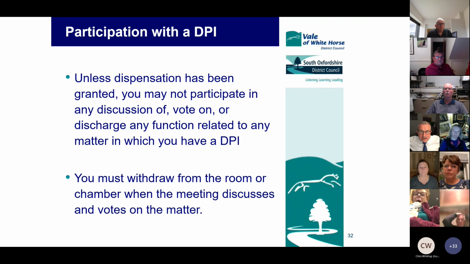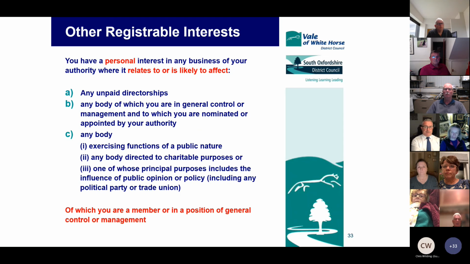Okay, so if you've got a DPI, what must you do? Well, unless a dispensation has been granted, you may not participate in any discussion or vote, and you must withdraw from the room or the chamber when the meeting discusses and votes on the matter. That's quite clear. So unless you've got a dispensation, you must not take part. Okay, all very straightforward. Afraid that's going to change slightly now with the new interest that we've got.